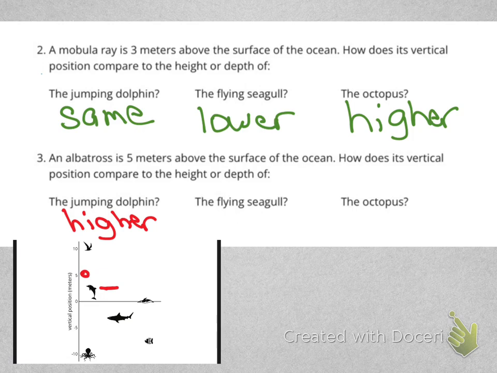Alright, the flying seagull is way up here. Our albatross is down here. So compared to the flying seagull, our albatross is lower. Alright, and then lastly, the octopus, he's down here. He's way below sea level at the bottom. Our albatross is up here. Compared to the octopus, our albatross is higher.